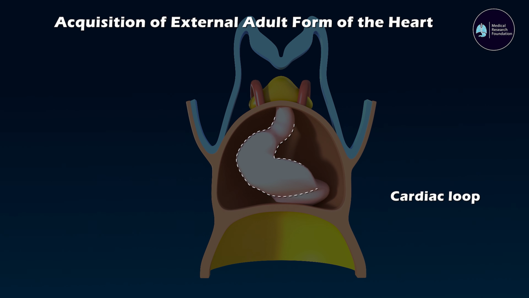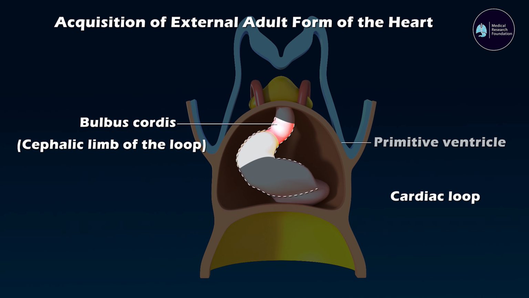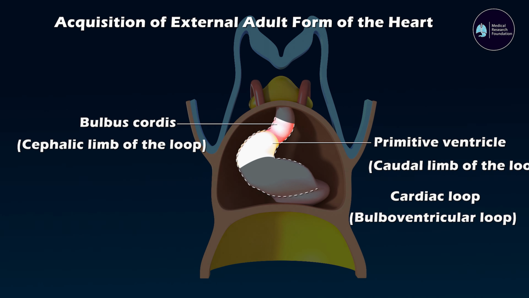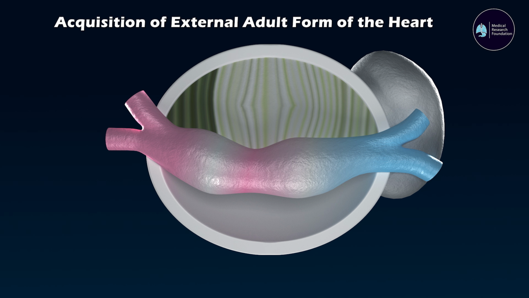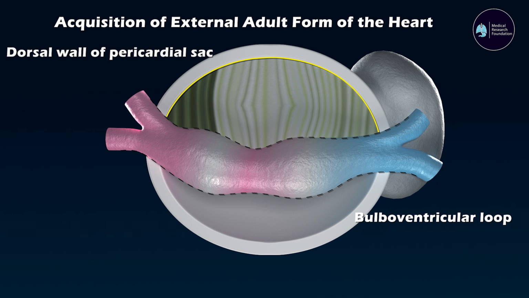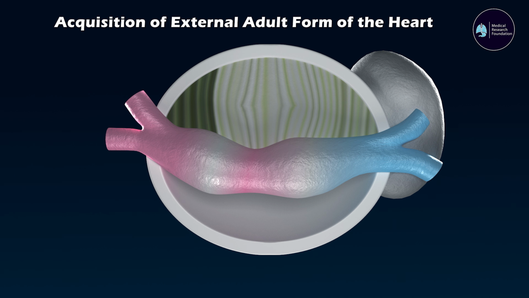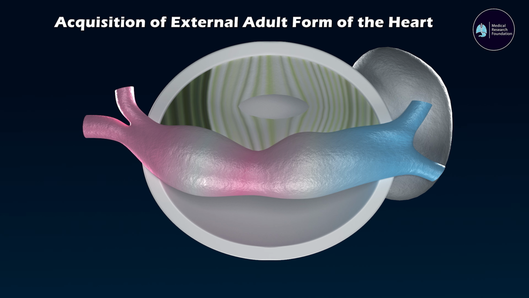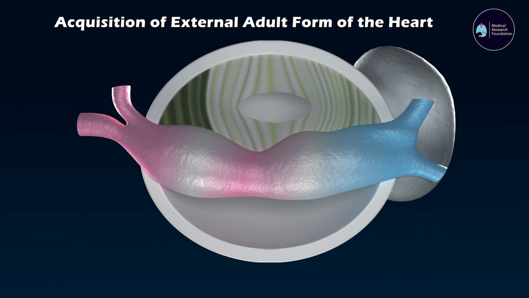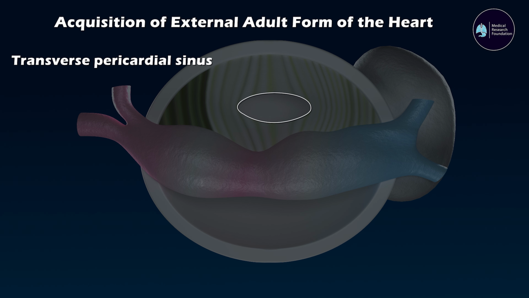The cardiac loop mainly involves bulbus cordis, forming the cephalic limb of the loop, and primitive ventricle, forming the caudal limb of the loop. Hence, this loop is also called bulboventricular loop. Initially, the bulboventricular loop is suspended from the dorsal wall of the pericardial sac by a mesentery called dorsal mesocardium, but the central part of the mesentery soon degenerates, forming a communication between the right and left sides of the pericardial cavity, the transverse pericardial sinus.